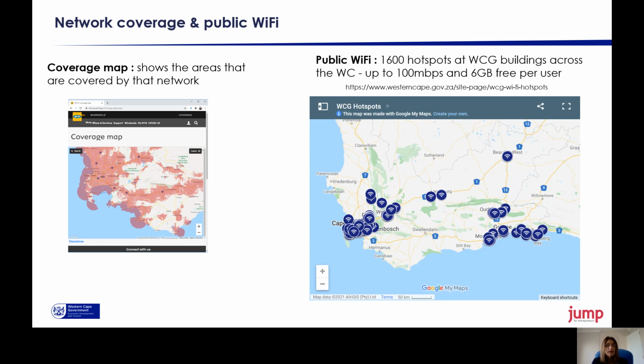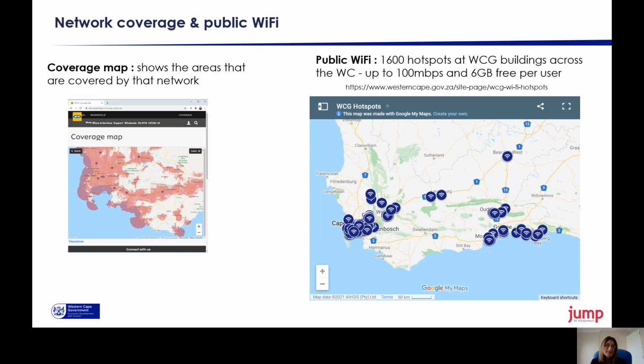Something else I wanted to mention here was around public Wi-Fi. The Western Cape government partnered with Neotel and SITA, the State Information Technology Agency, in 2014 to look at providing broadband services to the public across the province. And that has been increasing year to year. These services are available at public buildings like schools and hospitals, libraries, other government buildings.